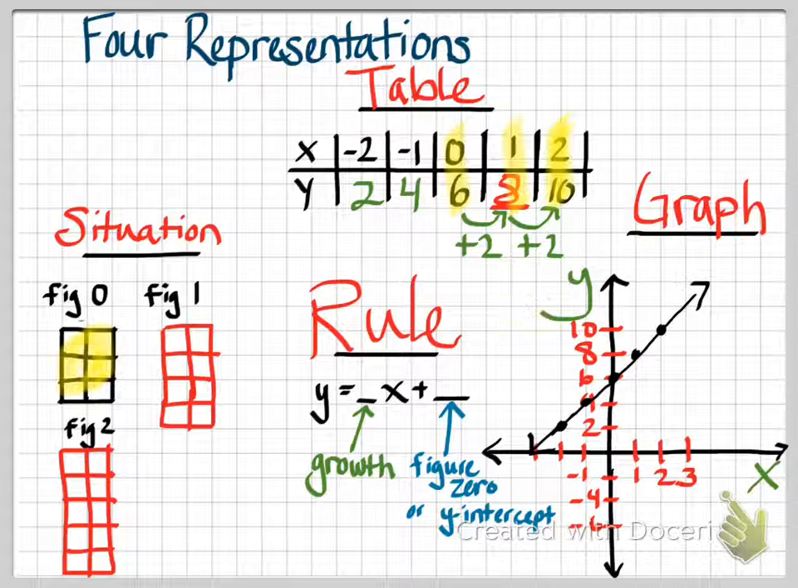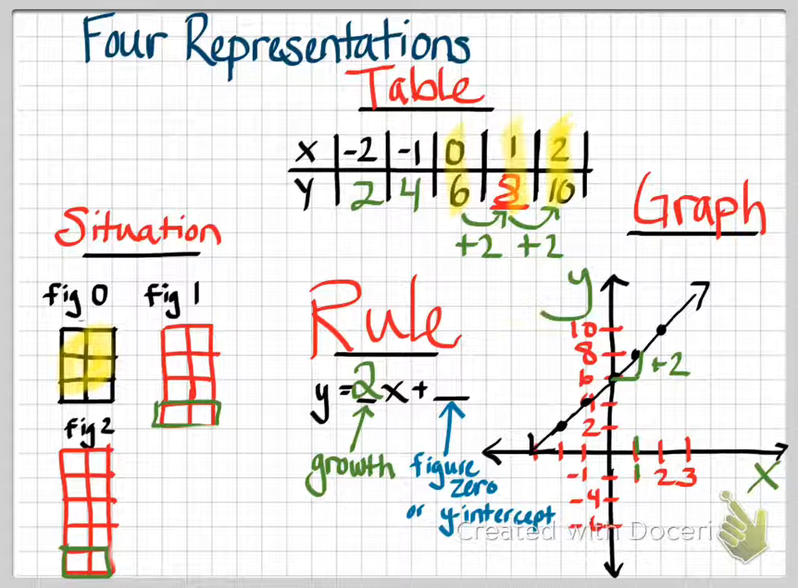The growth, according to the tile pattern, the situation, we added 2 tiles, and you can see that in both of the additional tiles that were drawn. In the graph, we also can see the growth. So when we went over to figure 1 from figure 0, we went up 2 tiles from 6 to 8. So the growth is 2 no matter what representation you look at. We also saw a growth of 2 in the table up above. So that growth matters. You guys have been finding that growth for a long time.